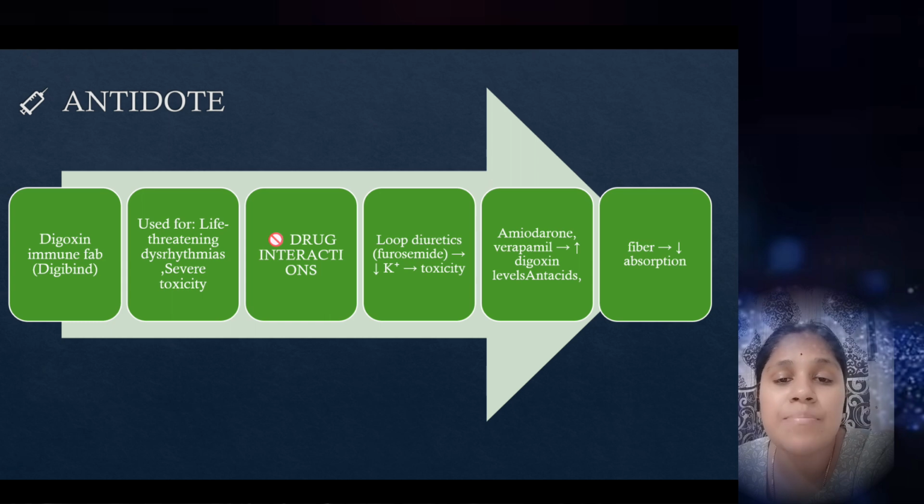The drug interactions here: the loop diuretics, for example Lasix, can cause a low potassium level, so the toxicity of digoxin is increased. The other drugs which interact are amiodarone and verapamil, which cause increased digoxin levels. Even antacids cause increased digoxin levels. When we consume more fiber, it causes decreased absorption.